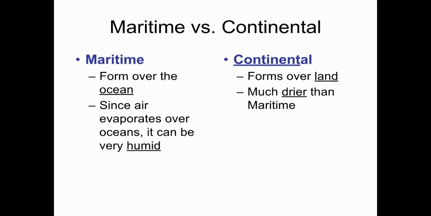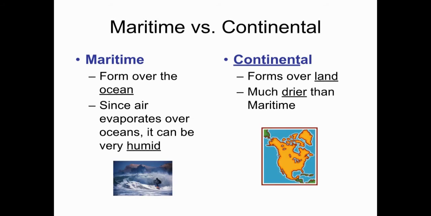Maritime versus continental helps us to decide where the air mass forms and whether it's going to bring warm weather or dry weather. Maritime forms over the ocean, and since the air evaporates over the oceans, this type of weather is going to be very humid. Continental forms over the land. A continental air mass is going to be much drier than a maritime air mass.